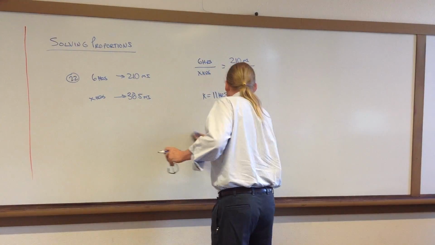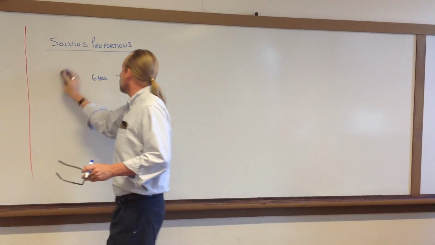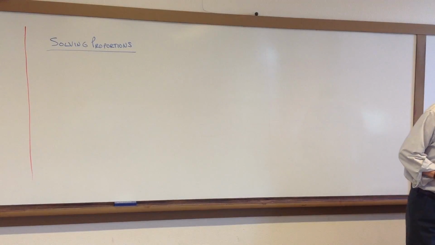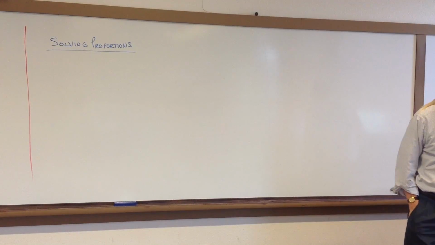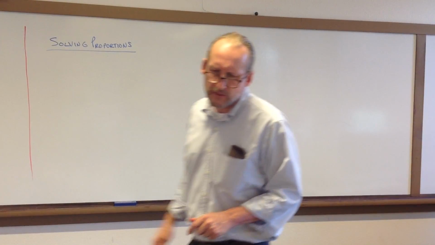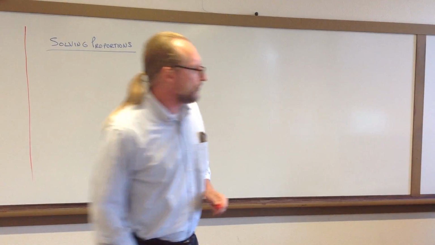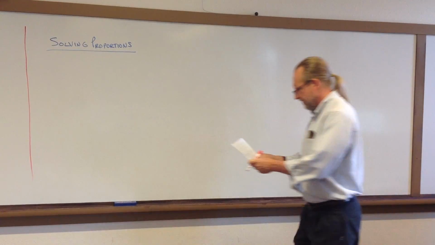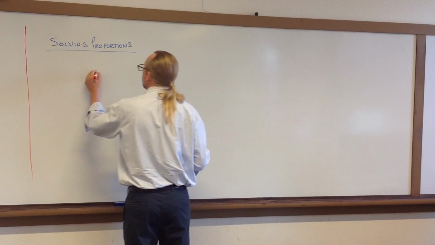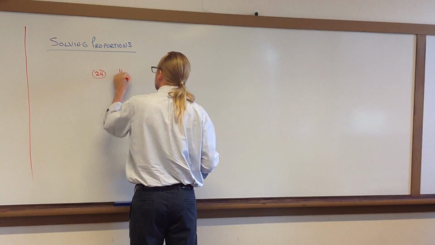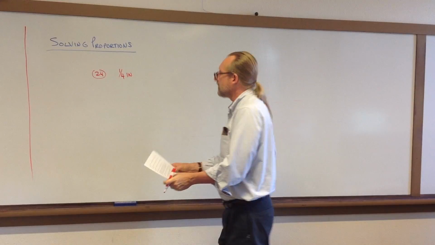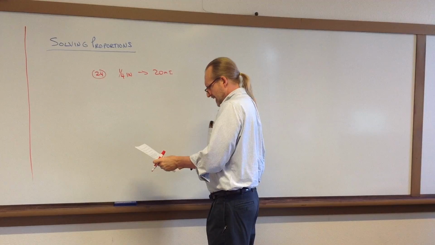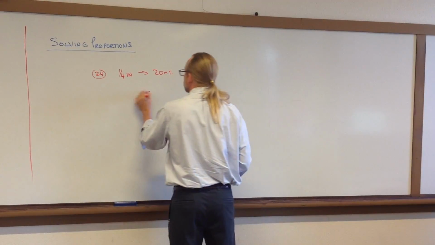All right, well, let's see what else we've got here. Good, and let's see. All right, so let's do 2 more of these. Problem 24. We know that a 1/4 inch on a map is 20 miles. And then how many inches are required to represent 150 miles?